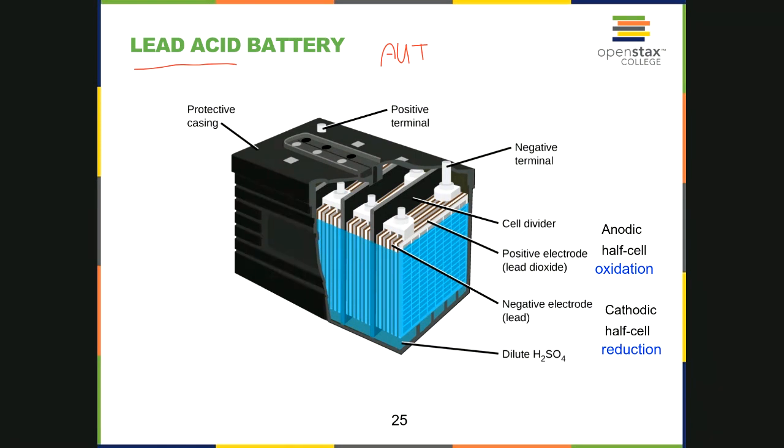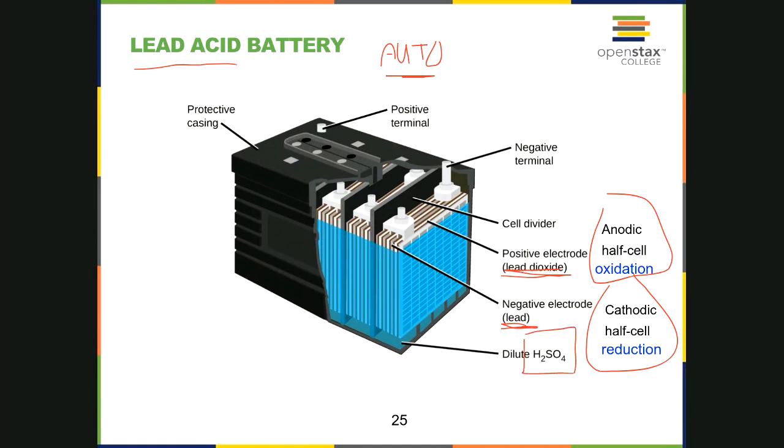Okay, this is what's in your automobile. So you have an anode where you're doing your oxidation. You have a cathode where you're doing your reduction. The anode has lead dioxide in there, and then your cathode is pieces of lead. So as it says, it's a lead acid battery. You have in there sulfuric acid.